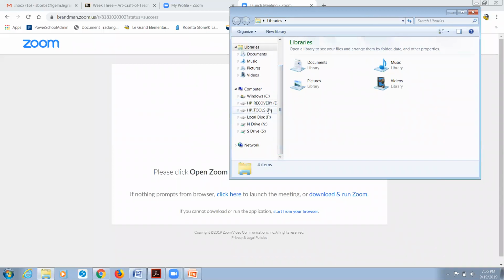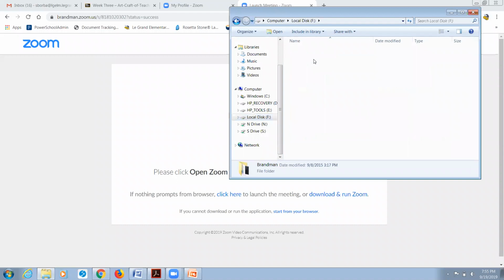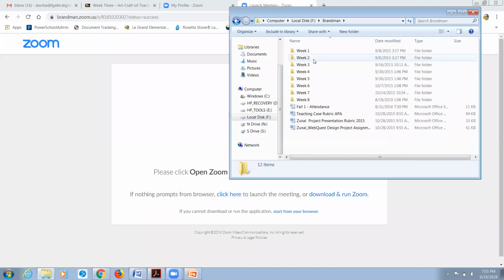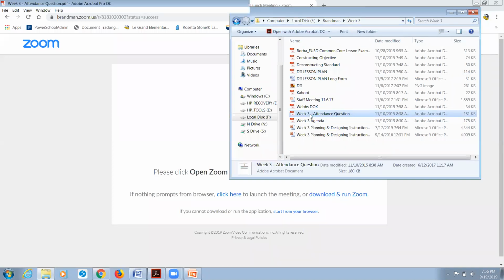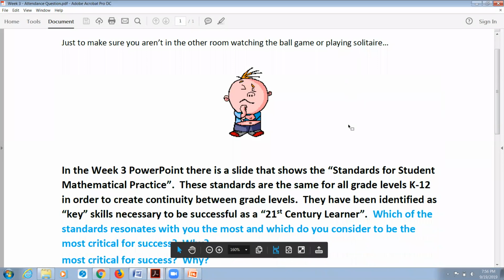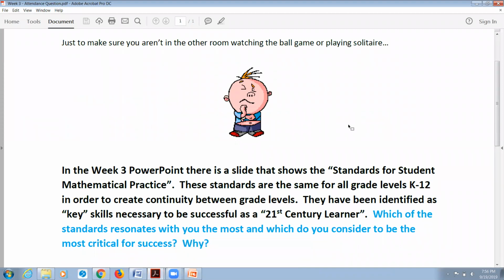Which standard for mathematical practice, which was a slide that I showed early on in the presentation, do you feel is the most important? Why? You're not in the chat, Kevin. You email it to me by Sunday night at midnight. Here it is right here. Week 3 PowerPoint slide that shows the standards for student mathematical practice. These standards are the same for all grade levels. Which of the standards resonates with you the most? Which do you consider to be the most critical for success and why? 2 or 3 sentences.